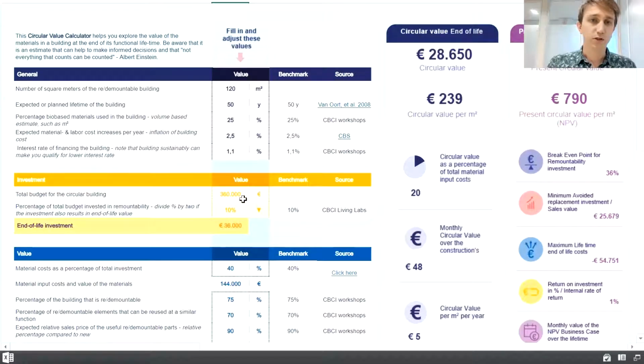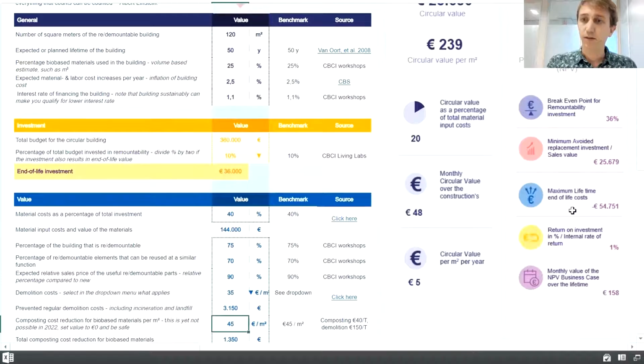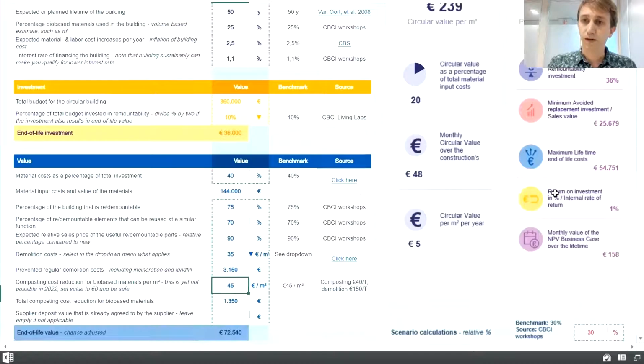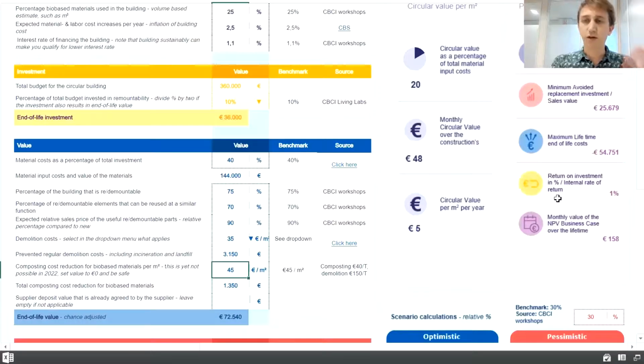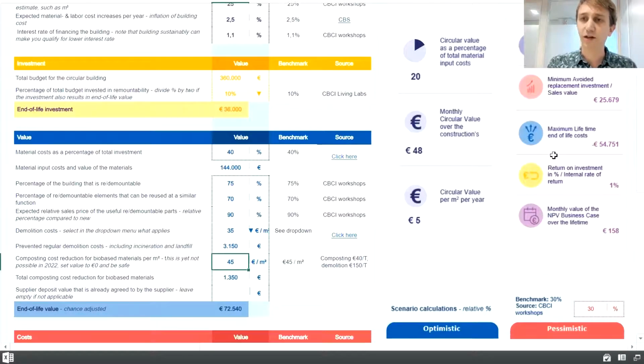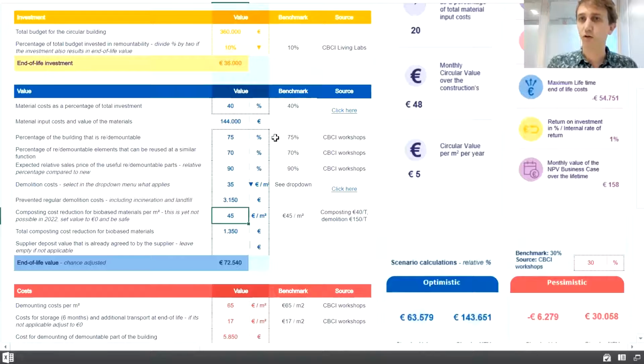That means that if we invest 36% in remountability, we'll still break even on the value of it. We avoid replacement costs. So the replacement cost is the material cost over here. If they are 25,000 euros, we're still breaking even. And the maximum lifetime end of life costs is 54,000 euros. Yeah, so you can go through them if you like, but these give more detail on how to change your metrics and how to impact your project.